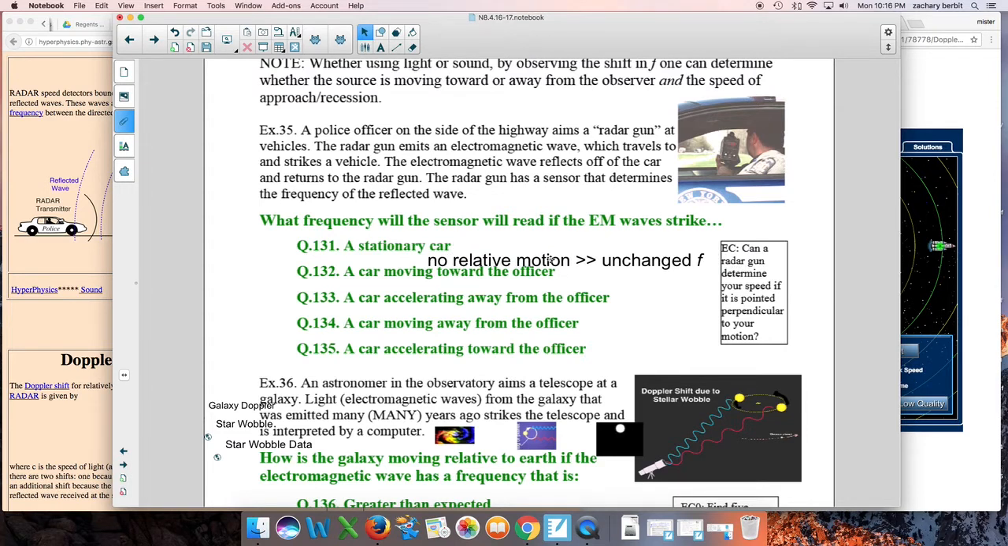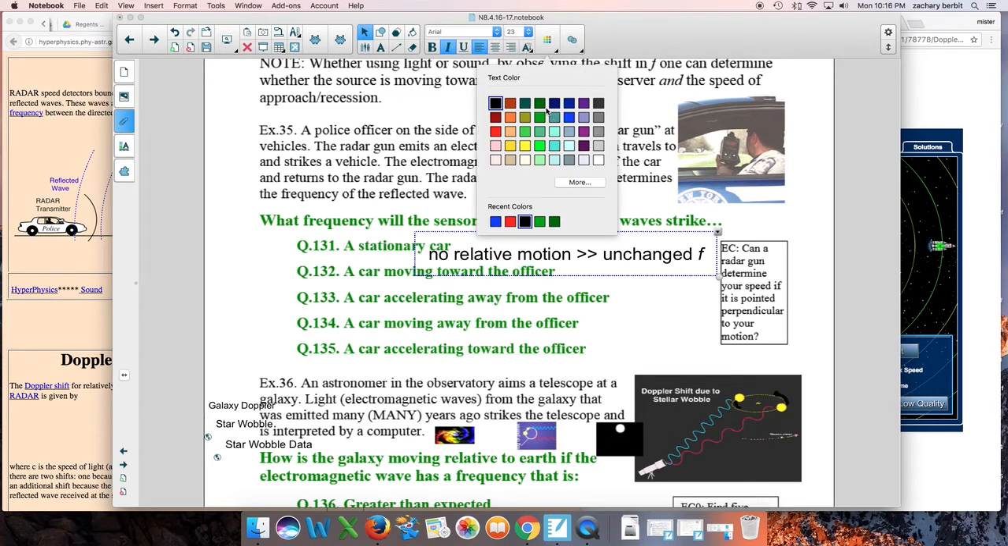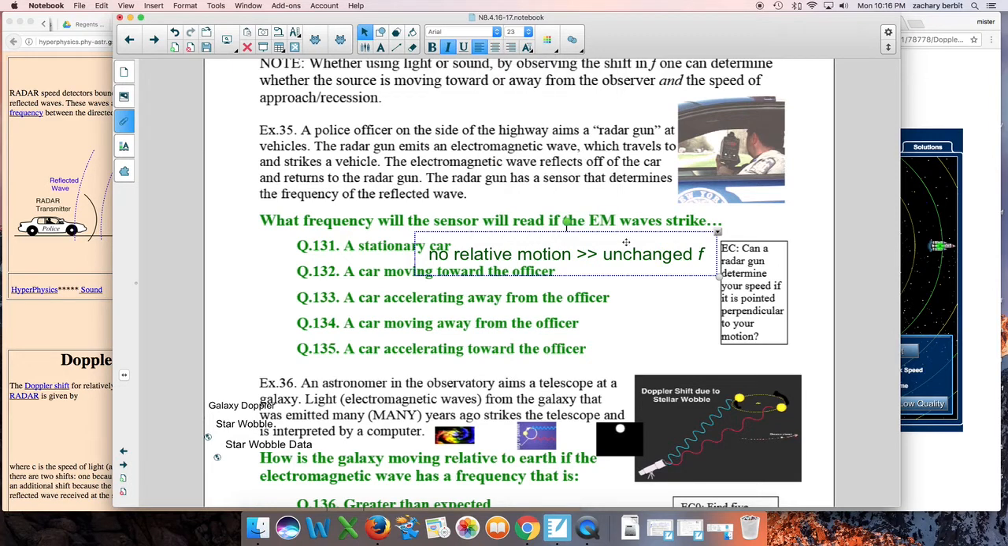No relative motion, unchanged frequency. So this will give back the same frequency as the policeman sent out. Put that in green. No relative motion, unchanged frequency. Okay, now what if the car moves toward the officer?